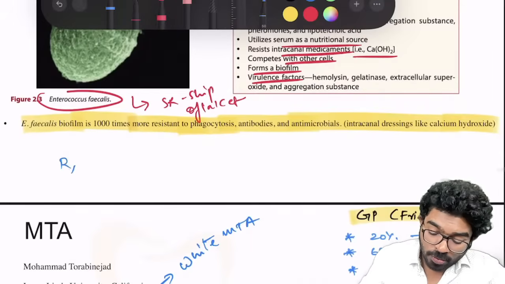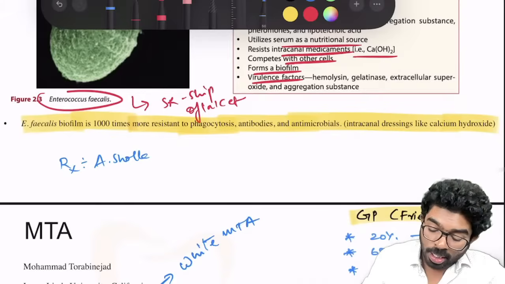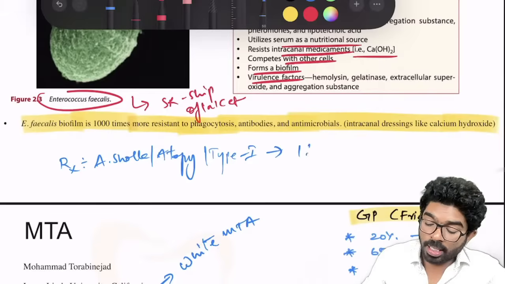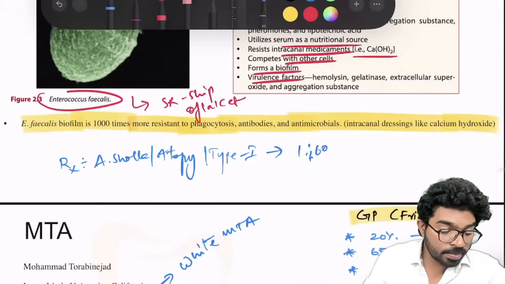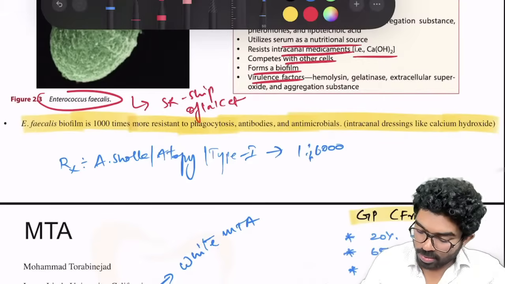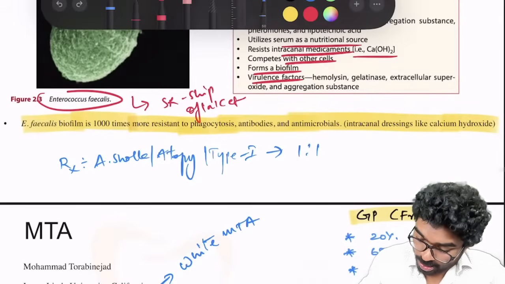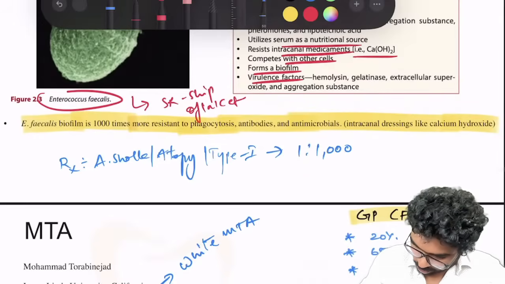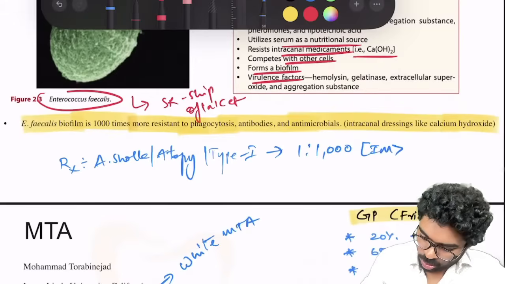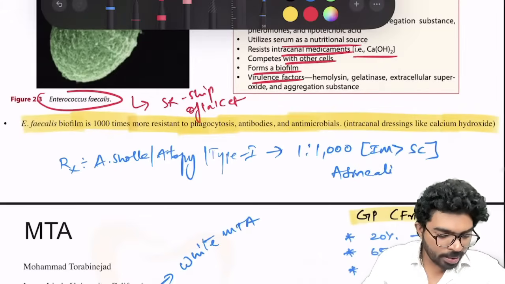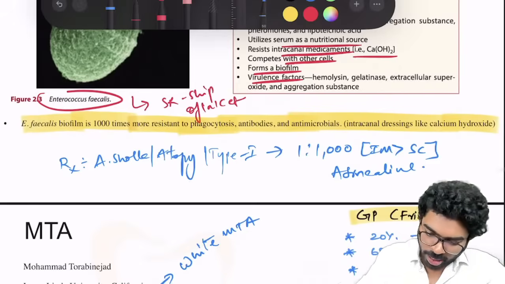What is the drug of choice for anaphylactic shock or atopy or type 1 hypersensitivity? The answer is 1 in 1000 adrenaline, intramuscular being the best option, followed by subcutaneous. That is 1000. You have to make a note.